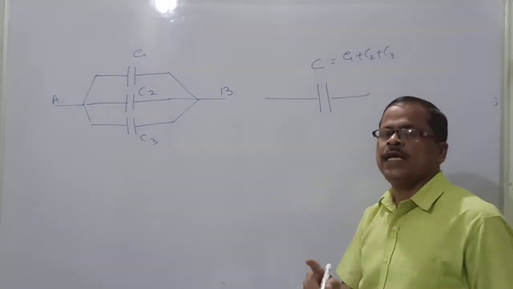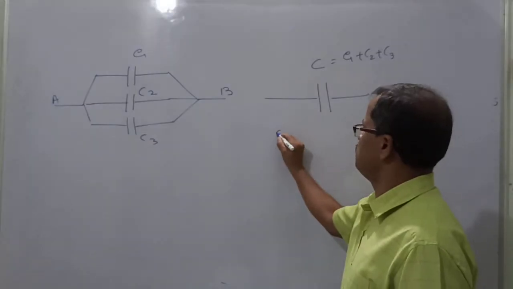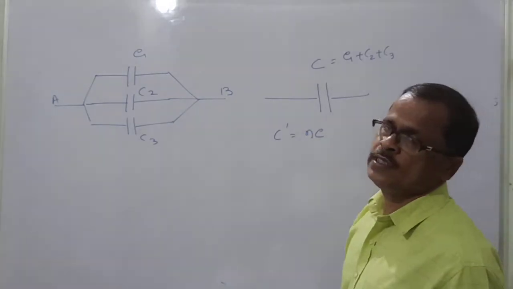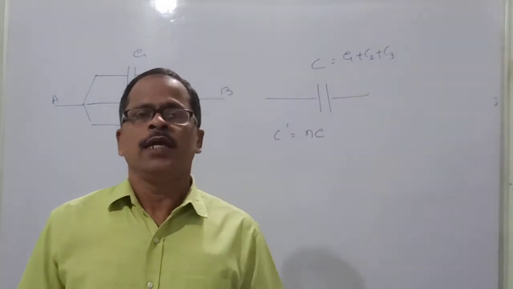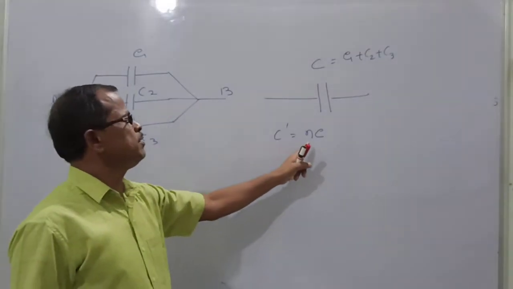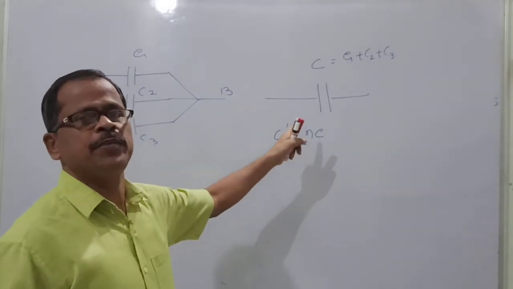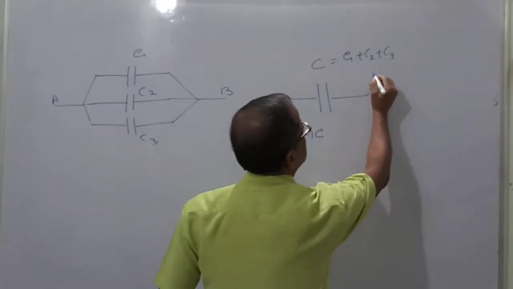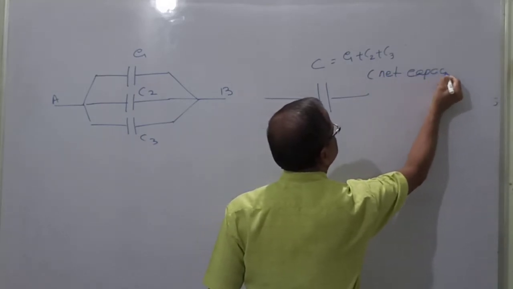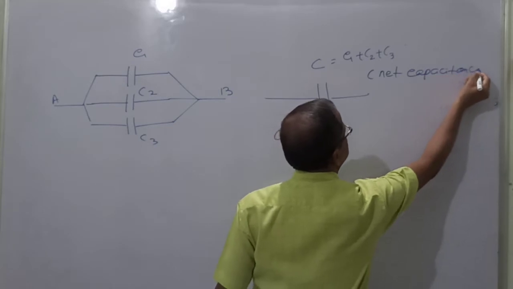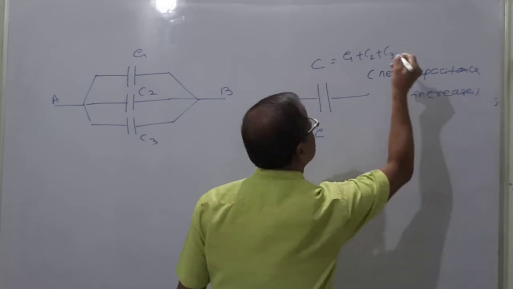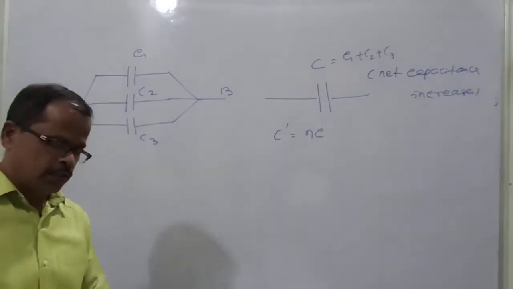Similarly, if there are n capacitors, then the combined capacitance is equal to n into C if all the capacitors are of the same value. C plus C plus C is 3C. If there are n capacitors, it will be nC. So in parallel combination, the net capacitance increases. That we have to remember.